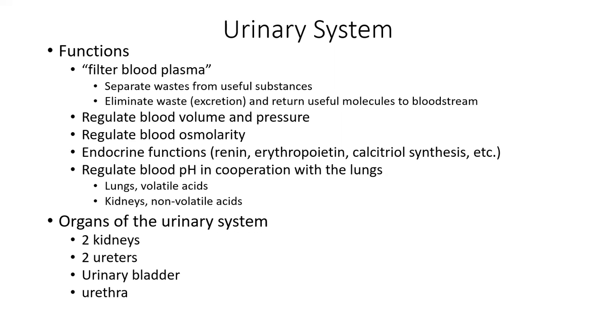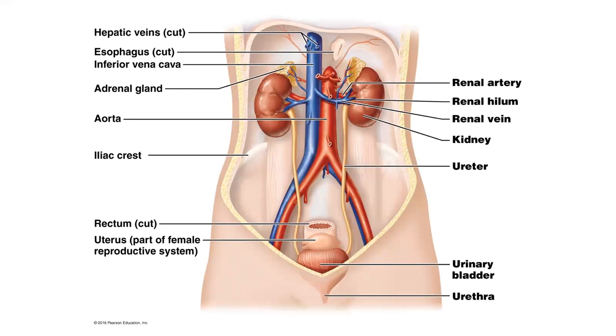The organs of this system are: you have 2 kidneys, 2 ureters that drain the kidneys, a urinary bladder, and a urethra. You see in this picture that there's a renal artery going to the kidney. The hilum is this curve right through here. Then you have the vein pulling blood away. There's your kidneys, your ureter, the bladder, and the urethra. Those are the main organs, and the blood supply is going to the kidneys.